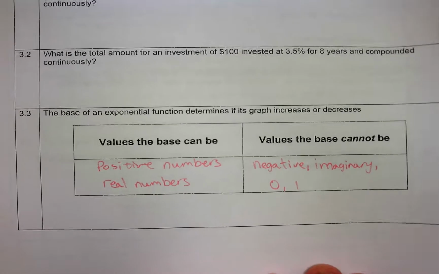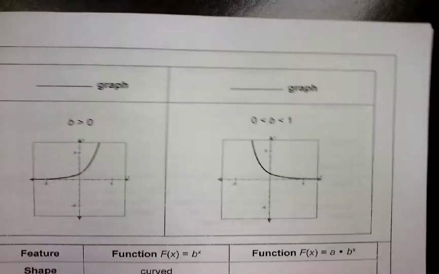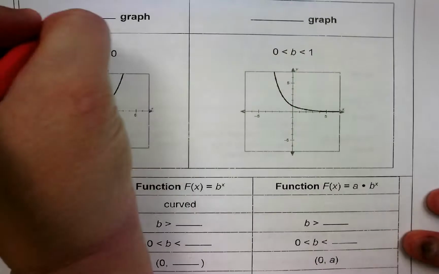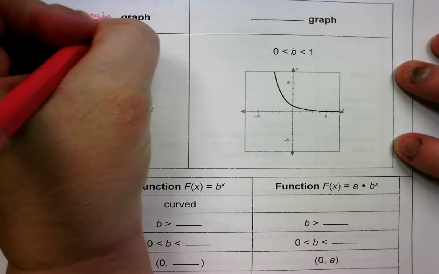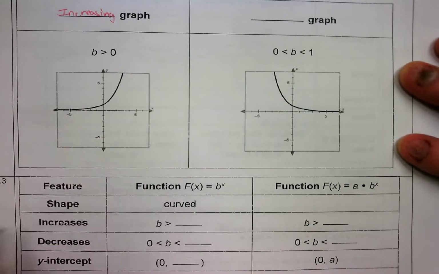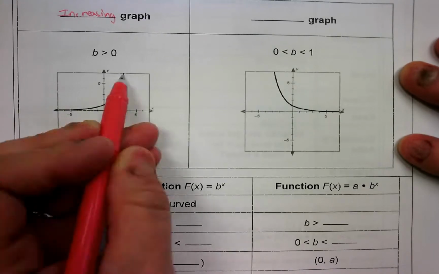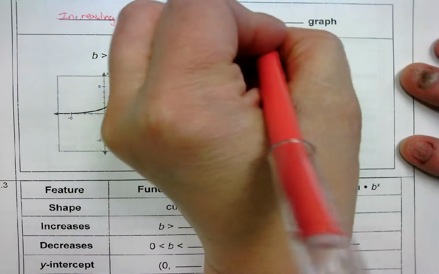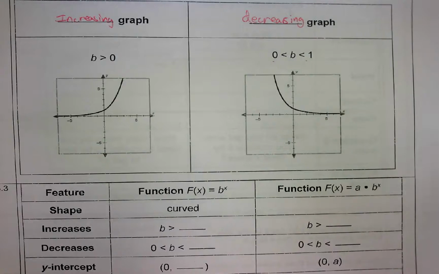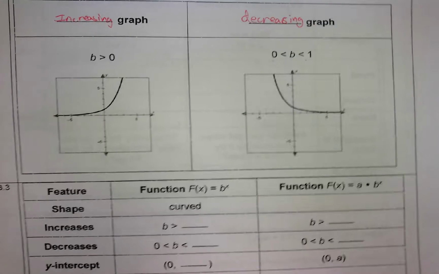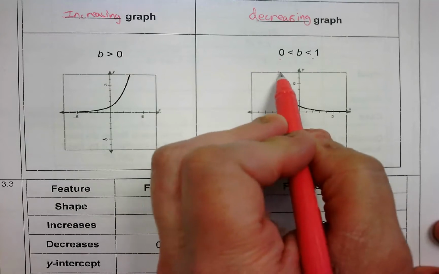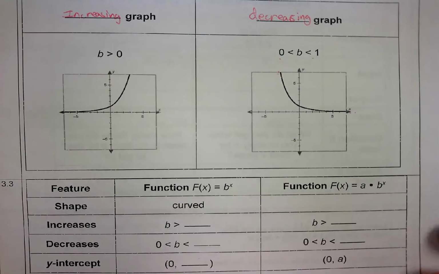Okay, so let's talk a little bit more about some exponential functions and their graphs. You have an increasing graph when b is greater than 1, and your increasing graph is going to start at the left and go up towards the right. Then you have a decreasing graph, and that's when your b is between 0 and 1. So it's going to be a positive decimal, and your graph is going from high on the left to a lower y value at the right.